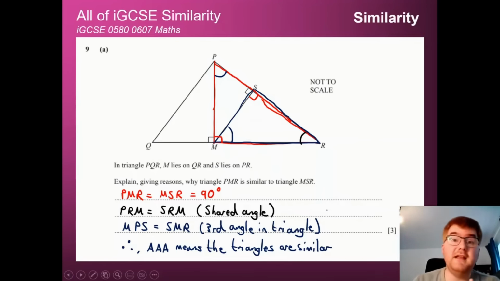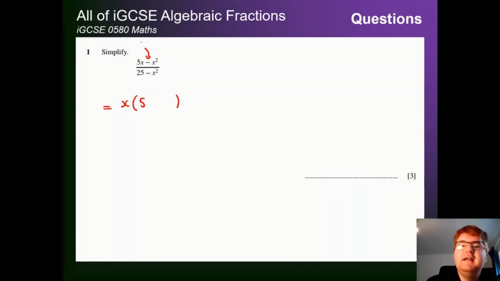So let's get started on question 1 here, where we need to simplify the following expression. Now, the first thing that I notice here is there is a common factor of x in the numerator. So when I'm copying this across, I'm going to take a factor of x out here, and then I'm going to work backwards. So what do I multiply x by to get 5x? A 5. What do I multiply an x by to get minus x squared? That's going to be a minus x.